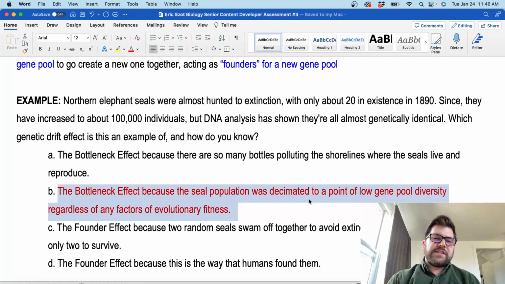We got 2 effects that are possible. And as we move into the 5th and final mechanism of mutations, we're still going to keep going with this idea of randomness and random change. So we'll be picking up there next time.